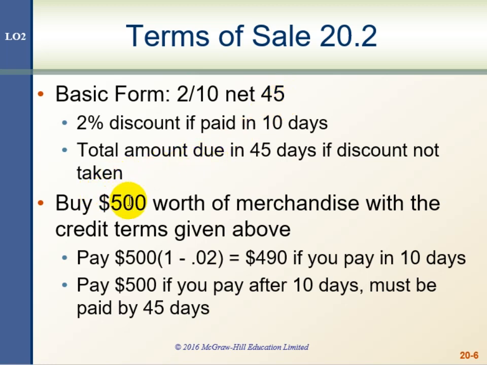So an example here would be if one of our customers bought $500 worth of merchandise with those credit terms, they could pay $490, which is a 2% discount. So 2% of $500 is $10. They can take $10 off the price if they pay within 10 days. Otherwise, they have to pay the full $500 if they pay after 10 days, but they must pay within 45 days. So they basically get a 2% discount for paying 35 days early. So they get a 2% interest benefit over a 35-day period.